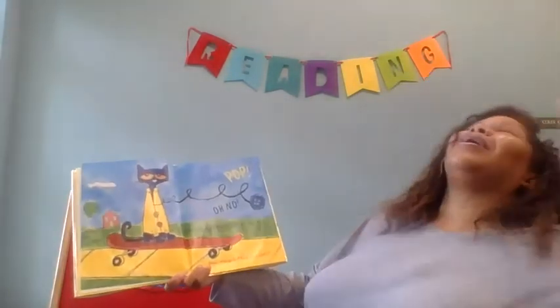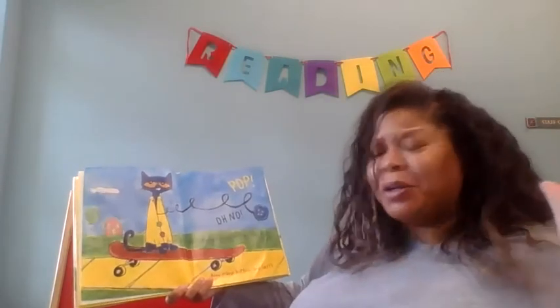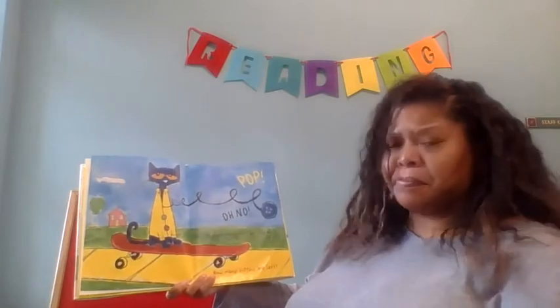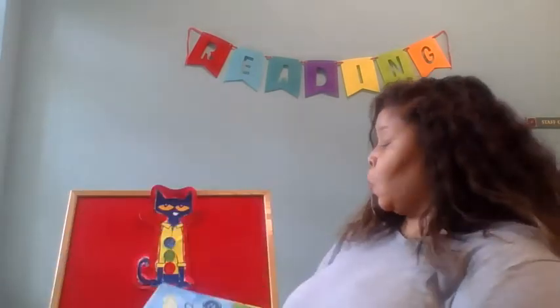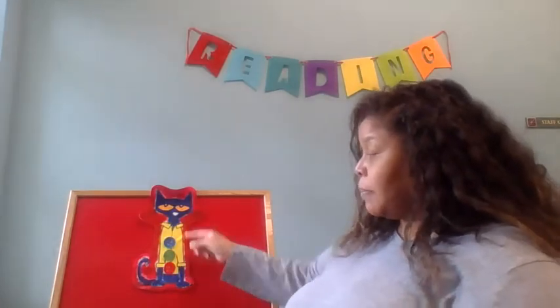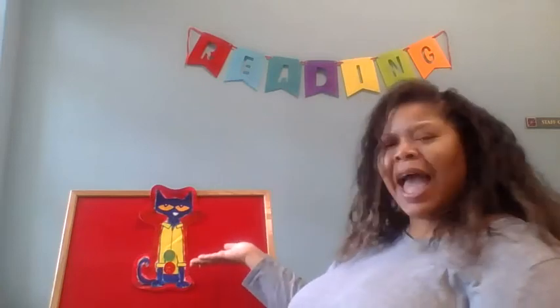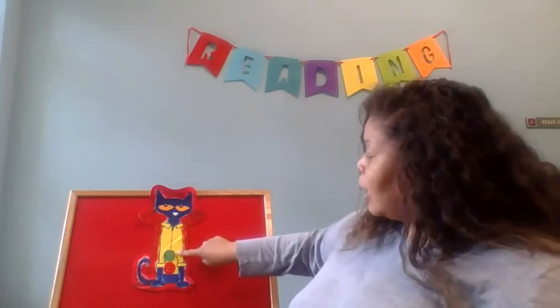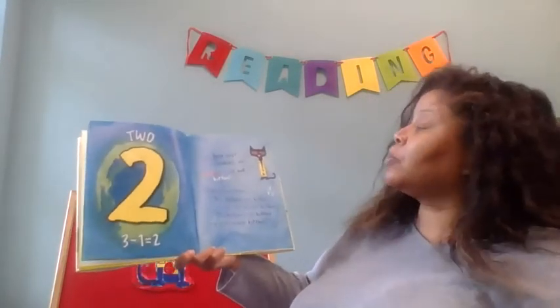Pop! Oh no! Another button popped off and rolled away. How many buttons are left? Well, if one of the buttons popped off and rolled away, how many does he have left? Let's count. 1, 2. 2 buttons! 3 minus 1 equals 2.